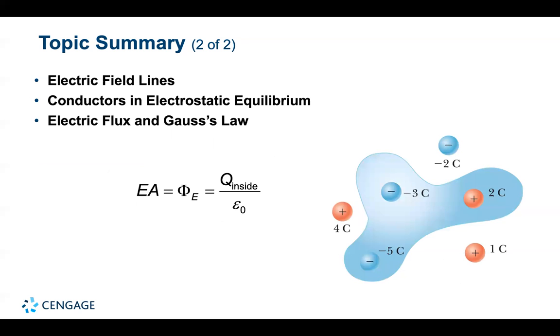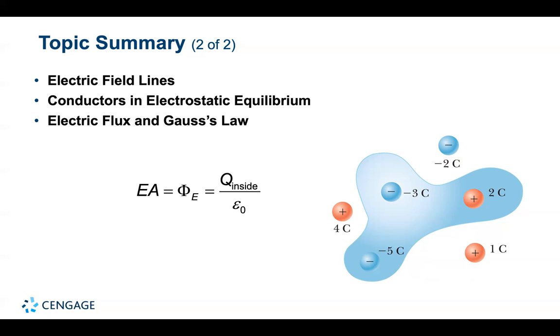Electric field lines are useful for visualizing the electric field in any region of space. The electric field vector E is tangent to the electric field lines at every point. Further, the number of electric field lines per unit area through a surface perpendicular to the lines is proportional to the strength of the electric field at that surface.